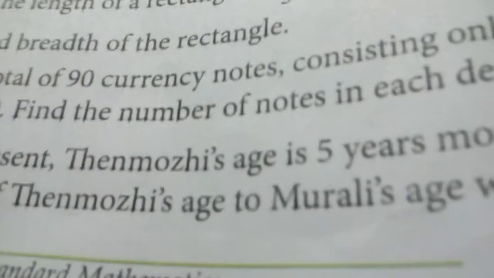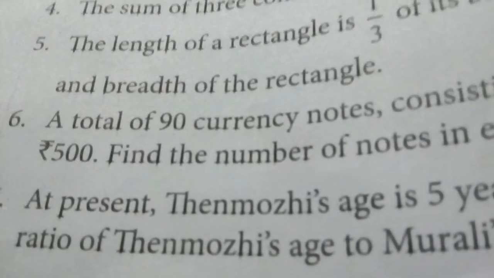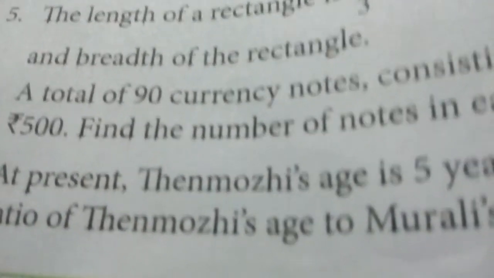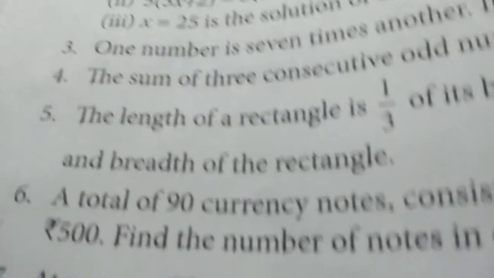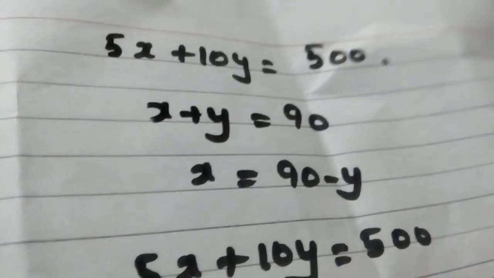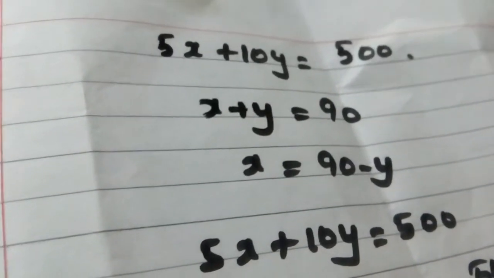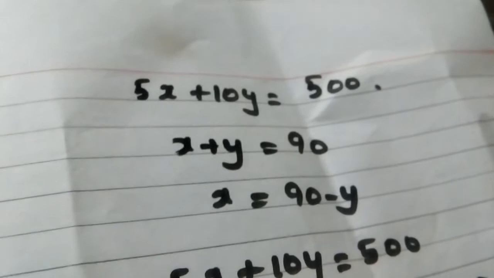So what we can do here is, first let us consider the 90 currency notes they have given. So let me take x plus y is equal to 90, because the sum of 5 rupee notes and 10 rupee notes is equal to 90. So that I can write here. And then 5x plus 10y, which is equal to 500. 500 is nothing but 5 into the number of x notes, which we don't know. So we can frame another equation: 5x plus 10y is equal to 500.